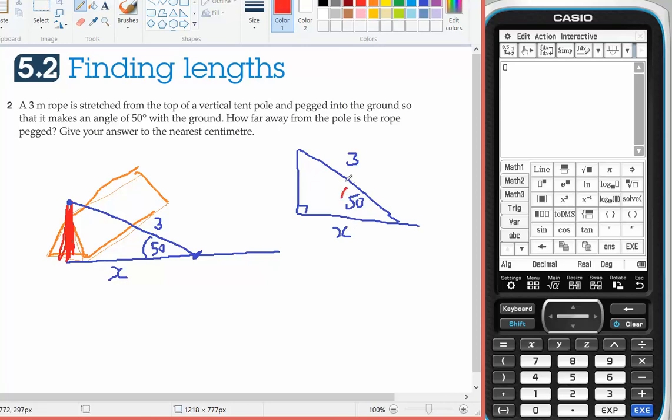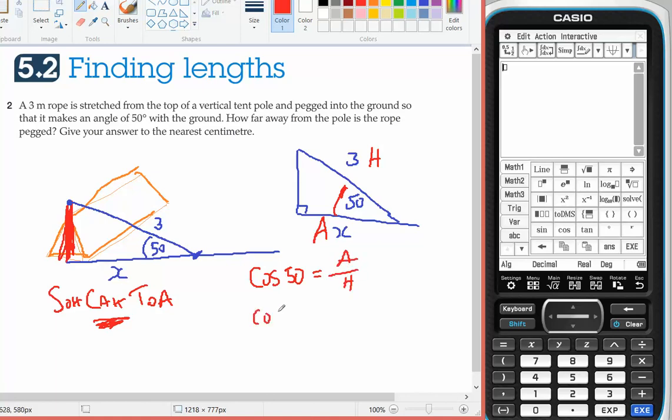Given this is my angle, this is the hypotenuse and this is adjacent. SOHCAHTOA. In this case I'm using A and H, so I'm looking for the cosine. So the cosine of 50 degrees equals adjacent over hypotenuse. The cosine of 50 degrees equals x on top of 3.